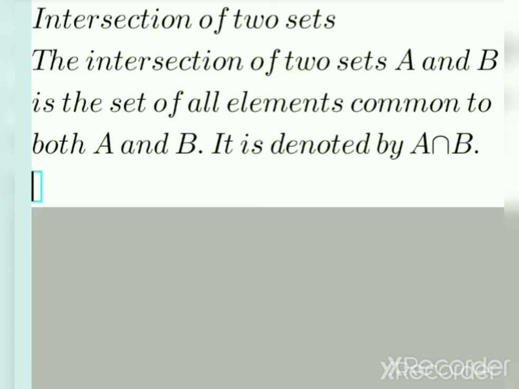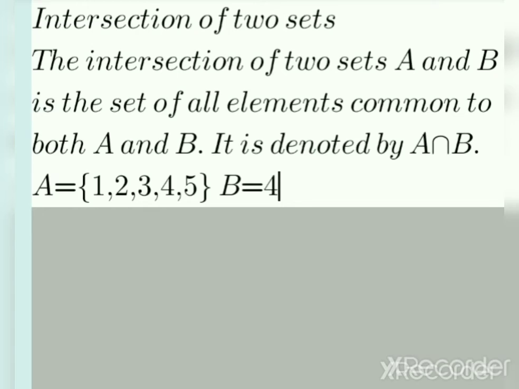Now consider the example. If A is equal to 1, 2, 3, 4, 5 and B is equal to 4, 5, 6, 7.